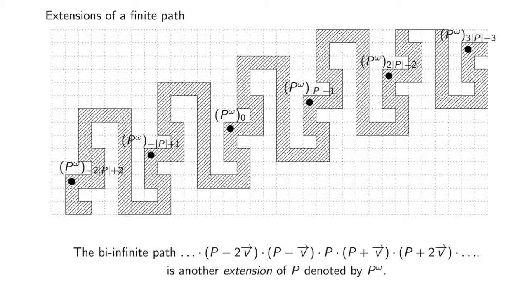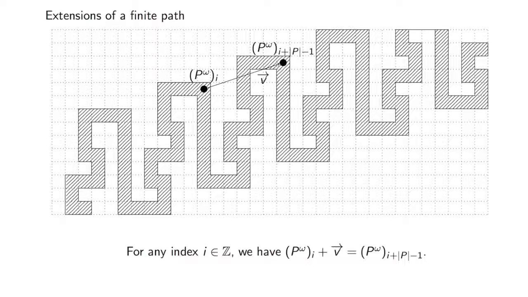Finally, here is the extension P omega. This path is bi-infinite and is obtained by concatenating all the different translations of P by kV. Note that all the extensions of P are periodic. In other words, for any index i, the translation of P omega i by V is the position P omega i plus the size of P minus 1.